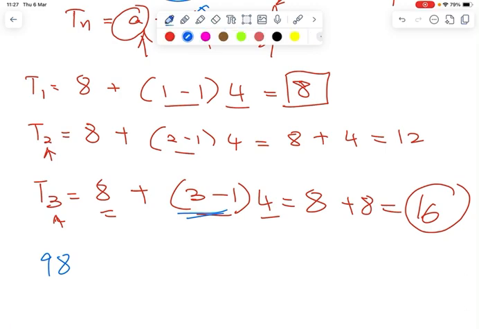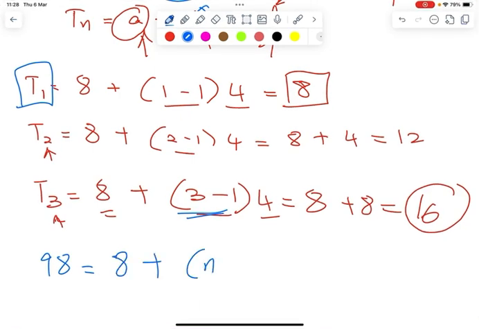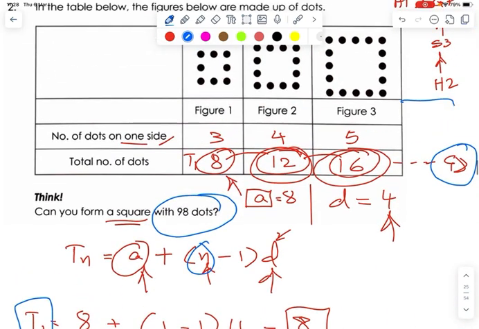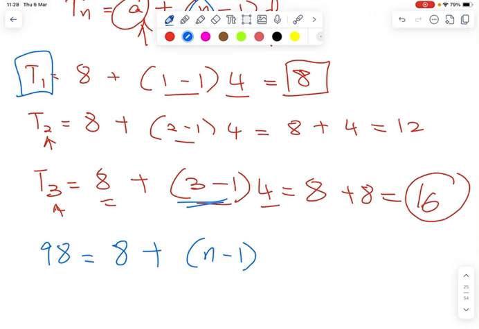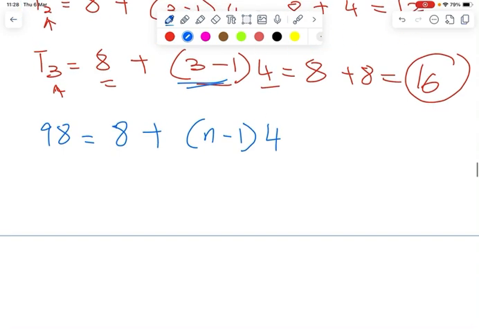So after that, what happened is 98. Your first term again is 8 plus your n is unknown. That's why you're going to find the figure number, whether it's term n, or figure n if you want, since this one is talking about figure. Yeah, why not? So n minus 1, and the constant difference is still 4. Okay, so from here we have an equation.